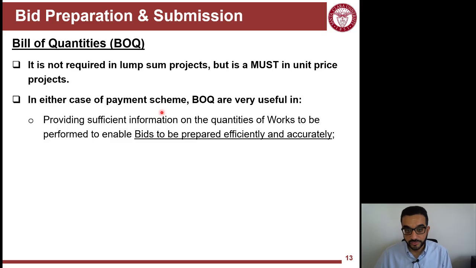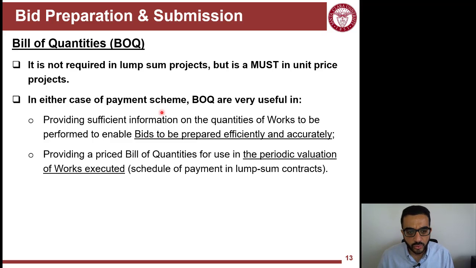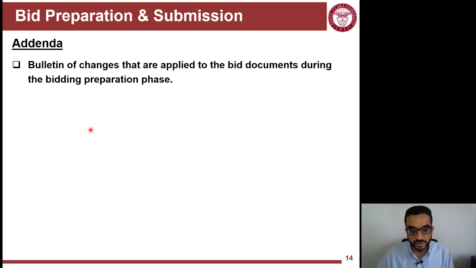It also helps give sufficient information about the project, so it's kind of a checklist. Even if you don't have to break down your bid price by these items if you're dealing with a lump sum, it's still a good practice to break down the scope following the bill of quantities.